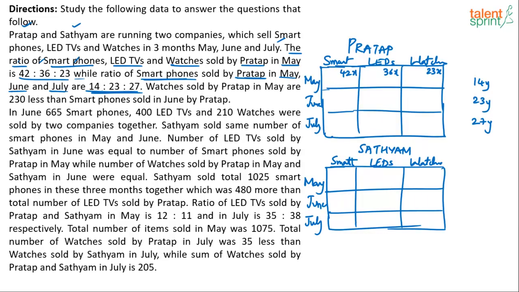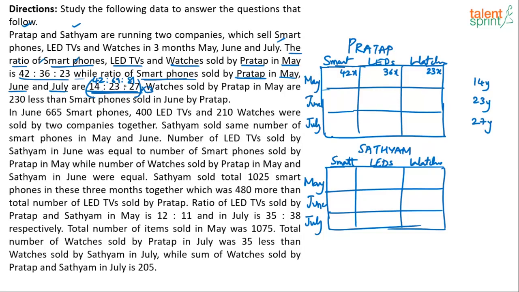So the point I'm trying to make here is, let's say you multiply the whole ratio, I mean this distribution, by 3. What happens? 14:23:27 will become 42:69:81. And you know that we can multiply every term by a common value, right? The ratio doesn't change. It looks different, but actually it's the same ratio, right? 14 into 3 is 42, 23 into 3 is 69, and 27 into 3 is 81.